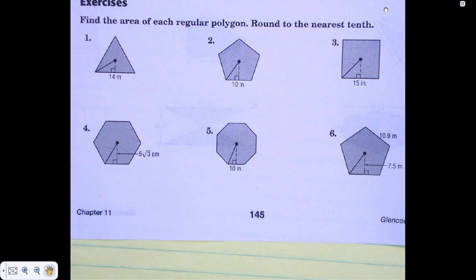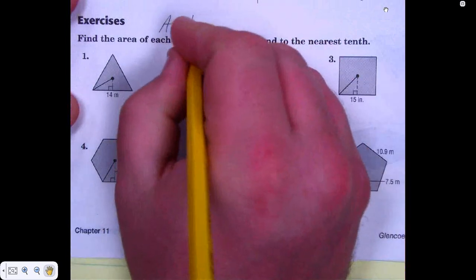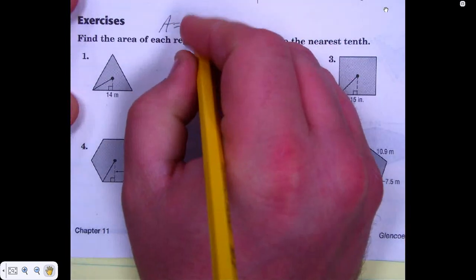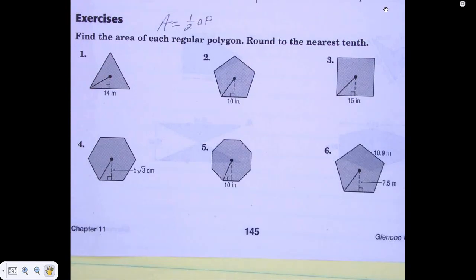In these, they say find the area of each regular polygon. So in each case, you have a regular polygon, which is nice. You know that the formula you're going to use is what? What did today teach you? The area of a regular polygon is what? 1/2 what? Anybody? A what? P. Right off the bat, they're making life really, really fun for you.